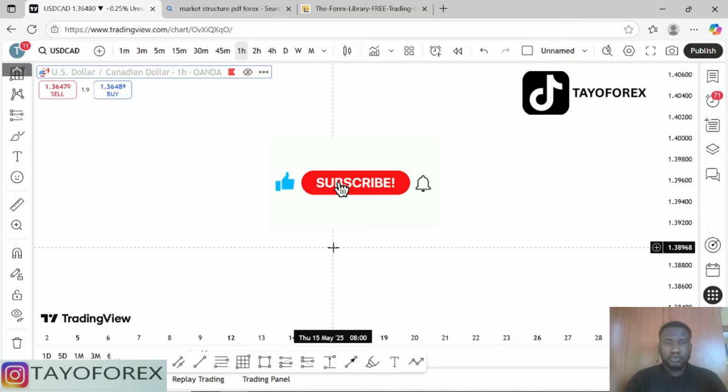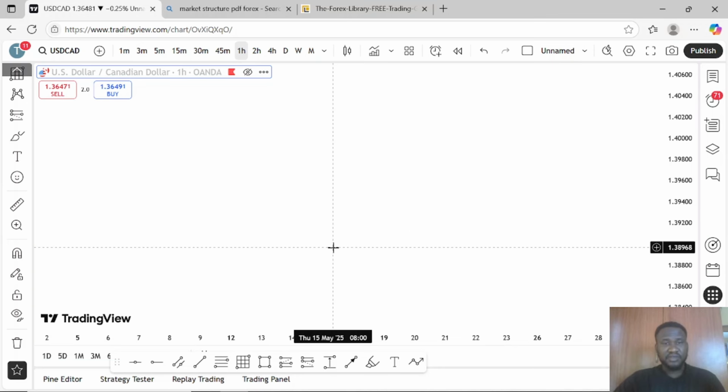Today we'll be looking at market structure, how to read the markets. When we are doing top-down analysis from the daily time frame to the entry time frame, we can actually see the structure of the market. That is very, very important.